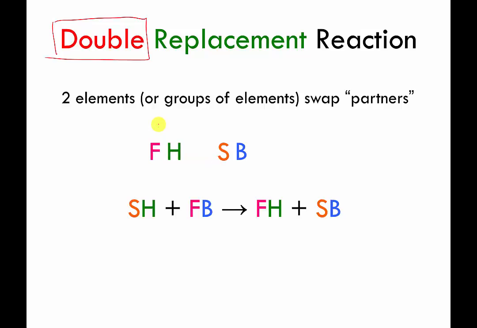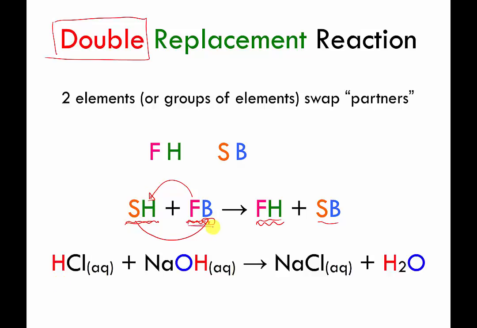Sometimes those are not as easy to see in real chemical equations. Here it is written out as you would see it in an equation. S and H are together, F and B are together, but then they swap. F goes with H, and S goes with B.